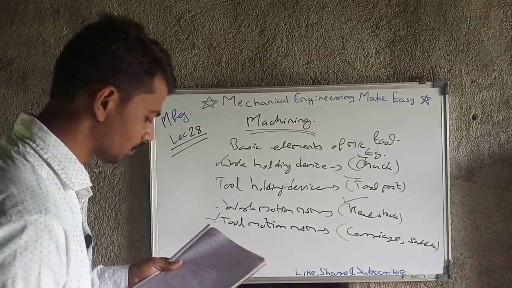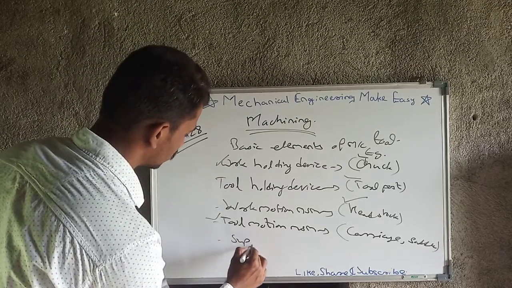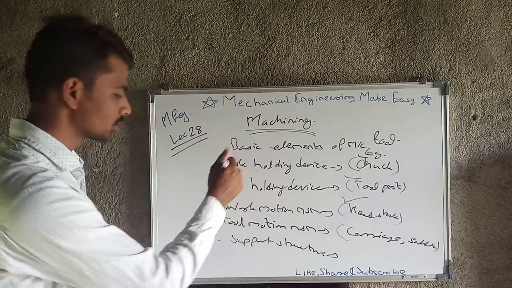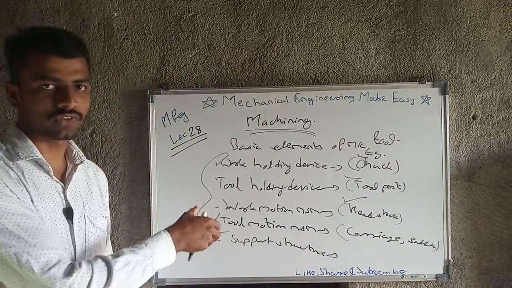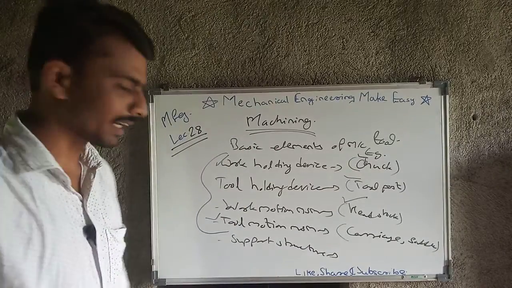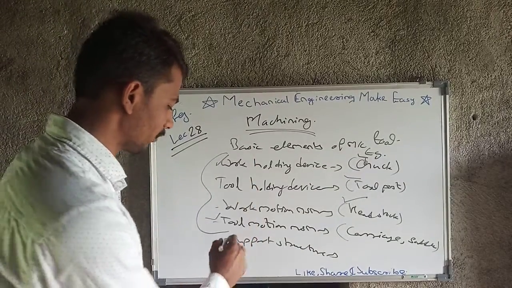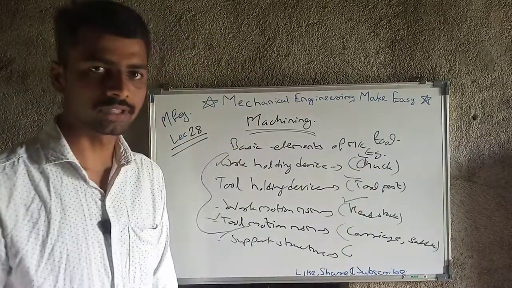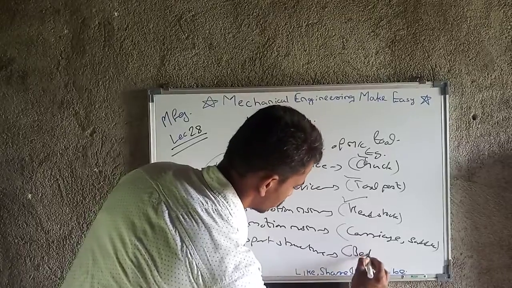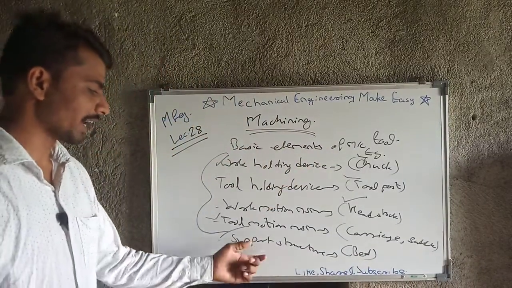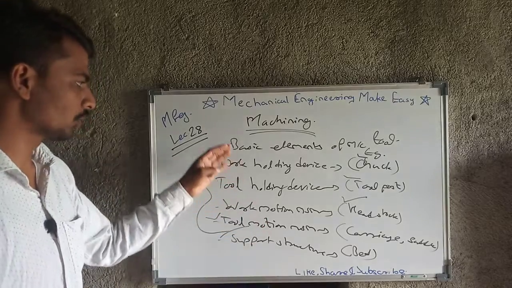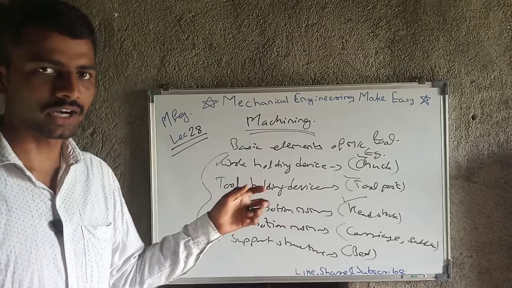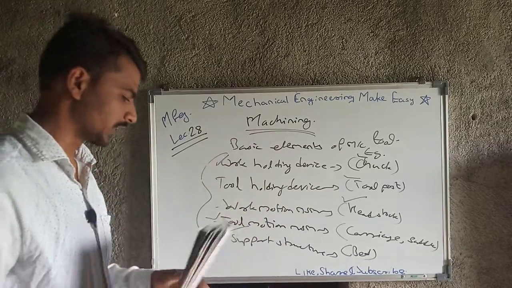Then next is the support structure. Support structure means to provide support to all the remaining elements of the machine tool. For example, in case of lathe machine, the bed acts as the support structure. So we have seen all the basic elements of machine tool. These are basic elements required for any basic operation of machining.